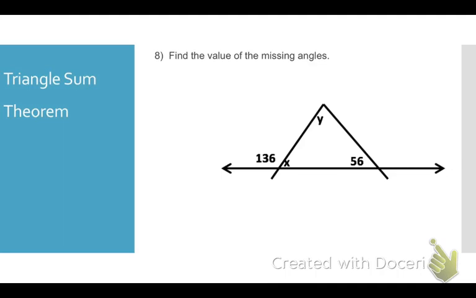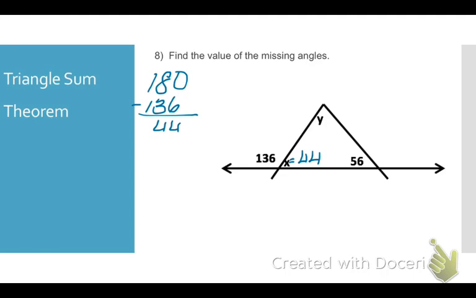Find the value of the missing angles. Well, first I'm going to look at 136 and x, and I realize it's a linear pair, so I can subtract that from 180 and find that x equals 44 degrees.